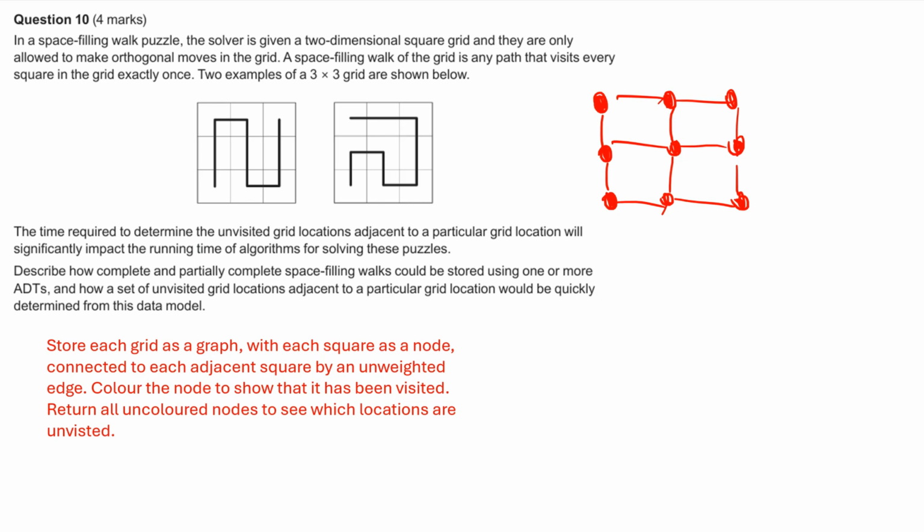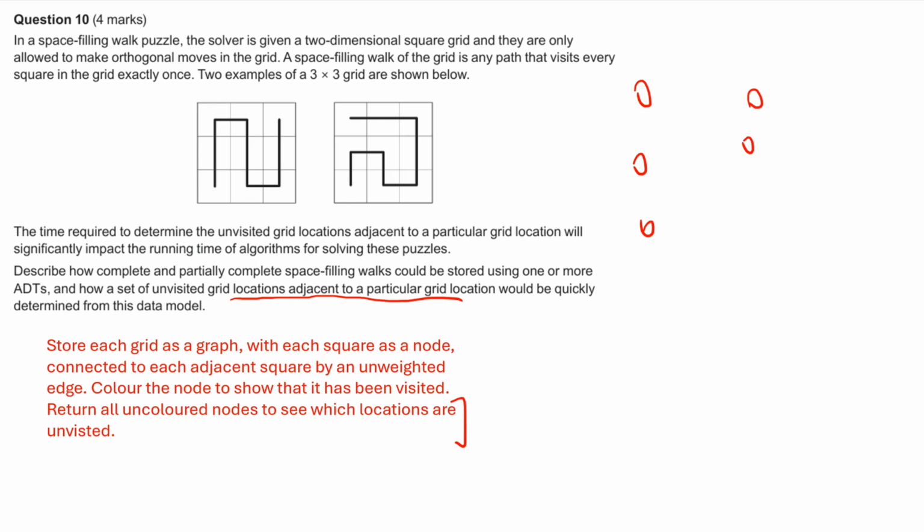So the way I would address these two problems. Oh, and the other problem here. Let's just read this last sentence. Return all uncolored nodes, which to see which locations are unvisited. Now, that's not what it says. It says unvisited grid locations adjacent to a particular grid location. So we don't want to find all of the unvisited nodes. We just want to find the unvisited nodes next to a particular one.